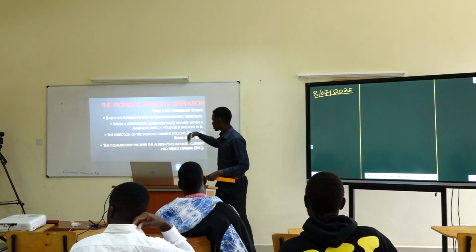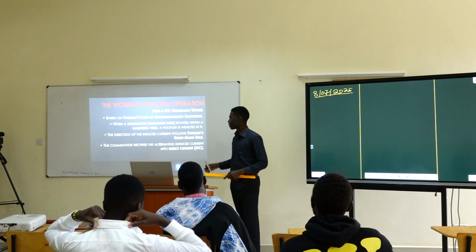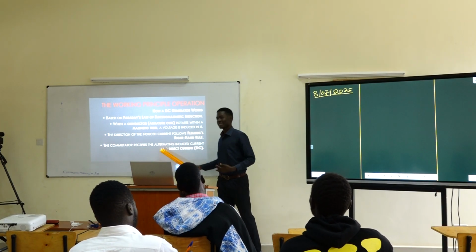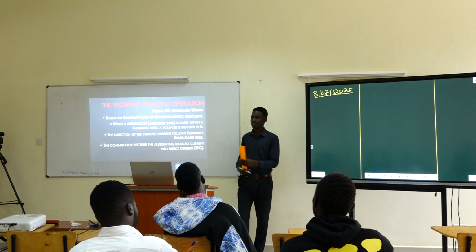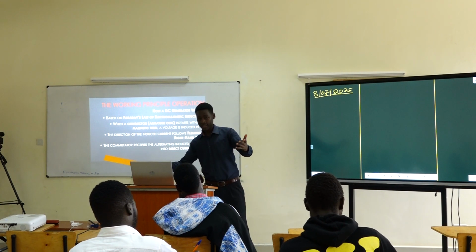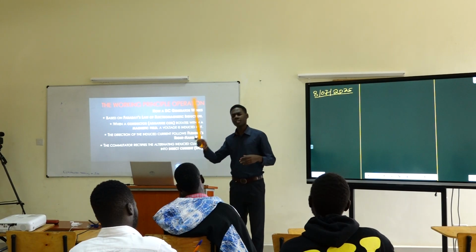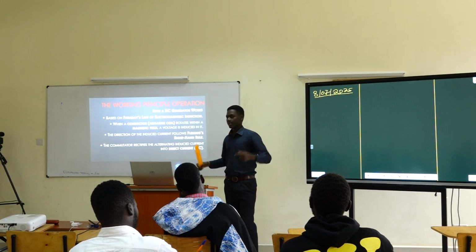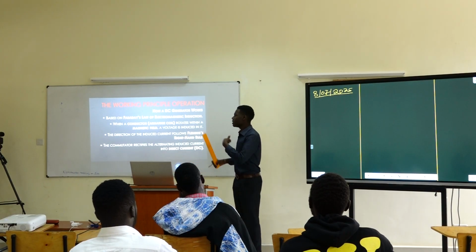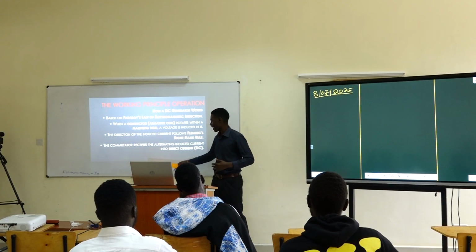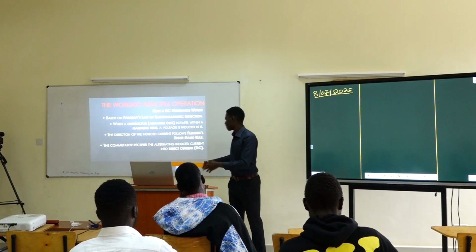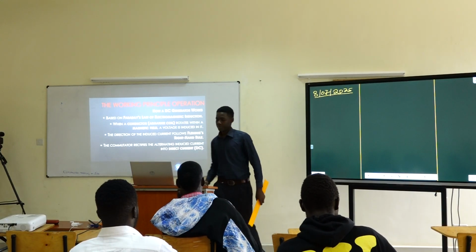So we go back to the diagram and you will see a component that is called the commutator. It rectifies the alternating induced current to DC, because generally when we are generating electricity, it is usually generated in AC. But for a case where we need a direct current, we use a commutator to rectify the alternating current into direct current. Good.